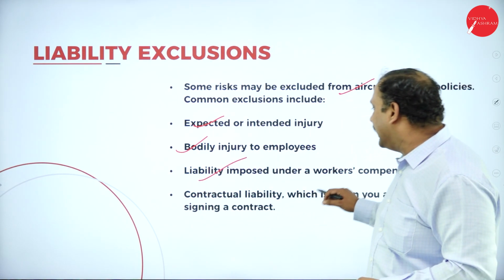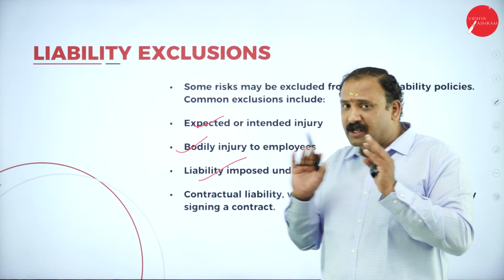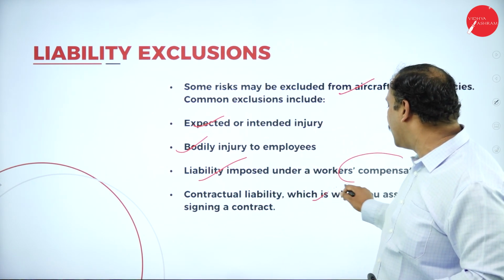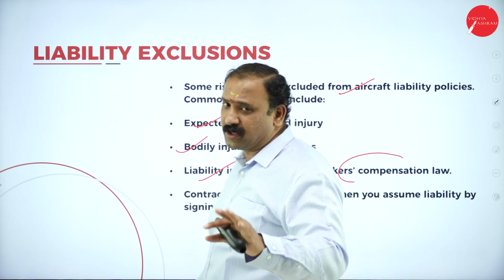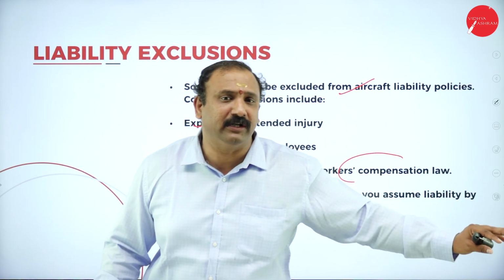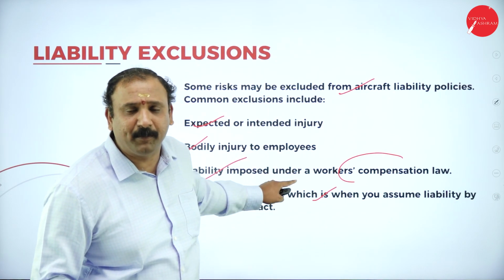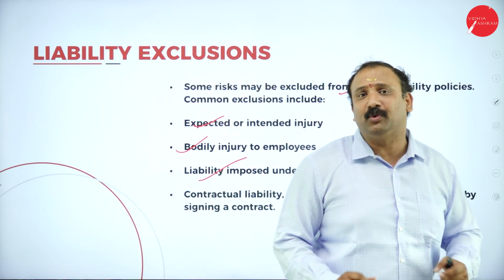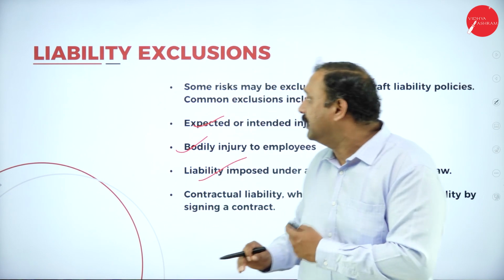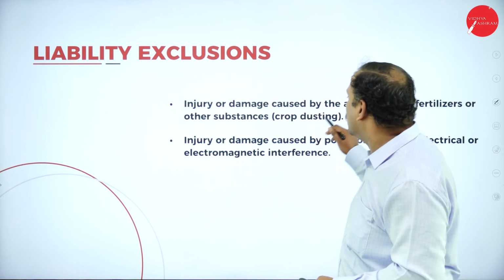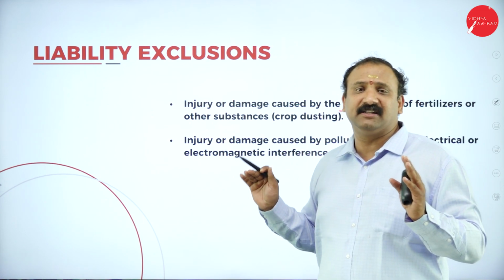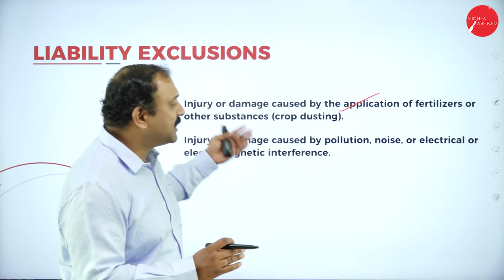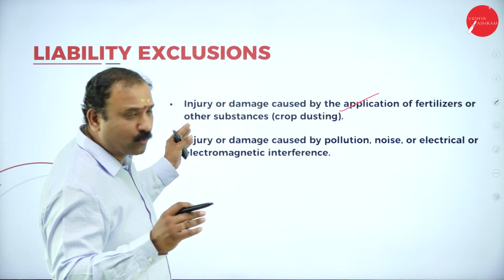Now, the liability imposed under the Workers' Compensation Act, we are not going to deal with any kind of Workers' Compensation Act there. Contractual liability, which comes into the picture when you sign a contract, is also going to be excluded from this policy. No contractual liabilities, no Workers' Compensation Act or any kind of bodily injury to the employees, and you are not going to take into account any intended injuries at any point of time. Followed by injury or damage caused by the application of fertilizers and other substances. Now, these are all external factors. These are all external chemical substances that could create some sort of damage or injury, which we are not going to get into.